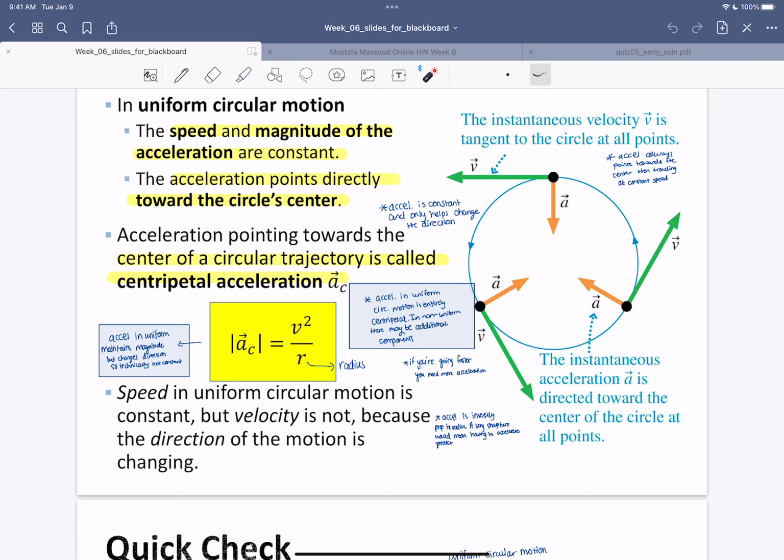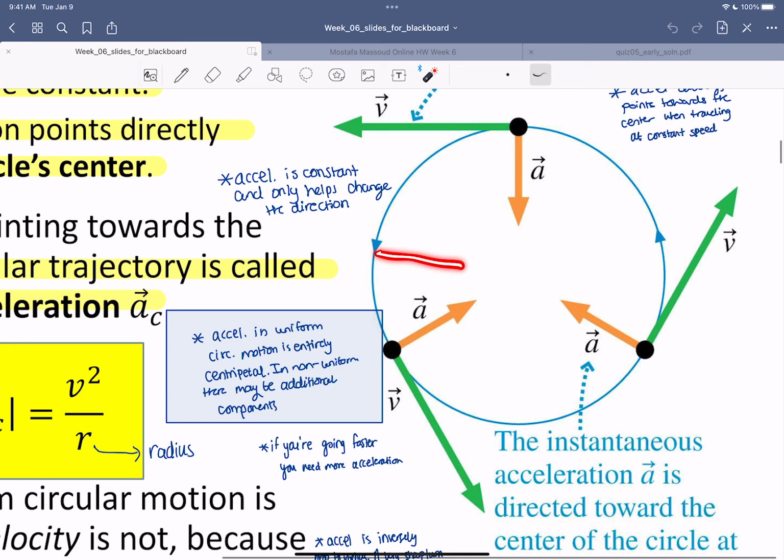In non-uniform motion, you might have additional components. So if you're not traveling at a constant speed at every single point on that circular pathway, you might have a centripetal component and also an additional component. So say here I decided to speed up at this point from 20 meters per second to 30. I'm still going to have some component of centripetal acceleration, but I'm also going to have some acceleration vector in the direction that I'm speeding up. So I might have acceleration in that direction as well, along with this centripetal acceleration. And then my overall acceleration vector would be maybe like this.